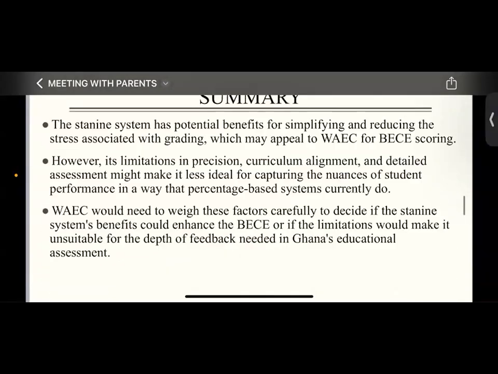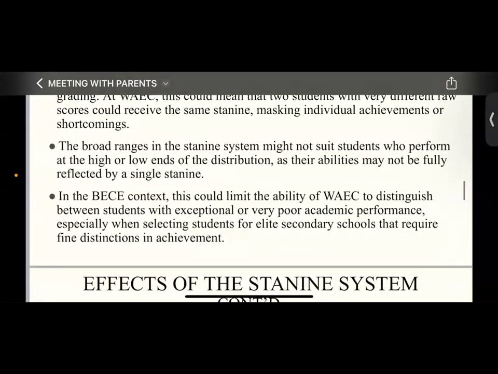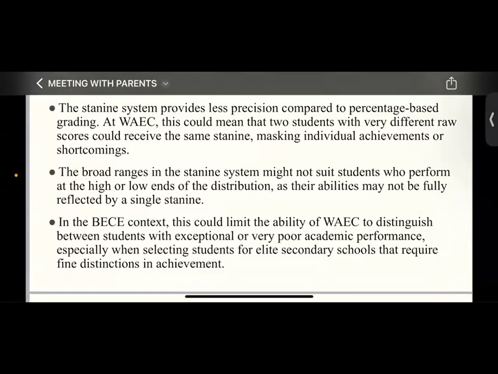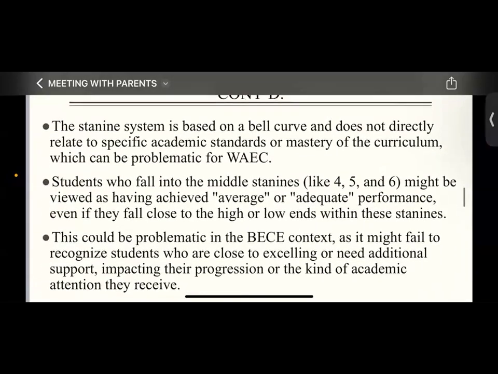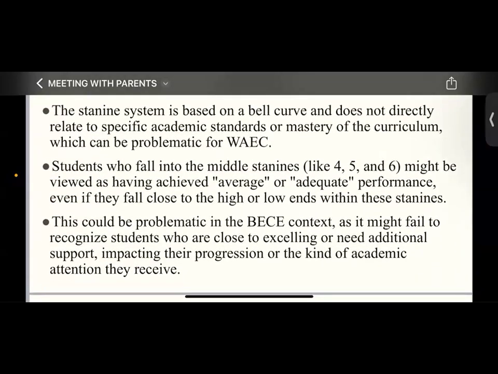Quickly, so we don't waste time at all. Then also, in the BECE context, this could limit the ability of WAEC to distinguish between students with exceptional or very poor academic performance, especially when selecting students for elite secondary schools that require fine distinctions in achievement. Effect: the Stanine system is based on a bell curve and does not directly relate to specific academic standards or mastery of the curriculum, which can be problematic for WAEC.